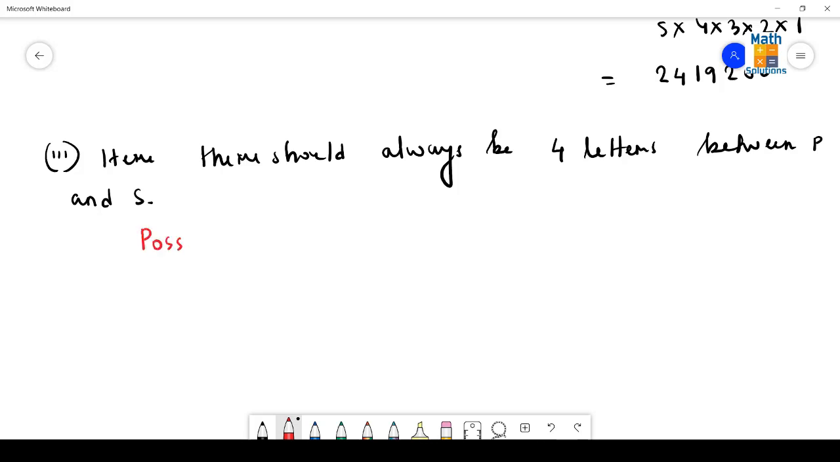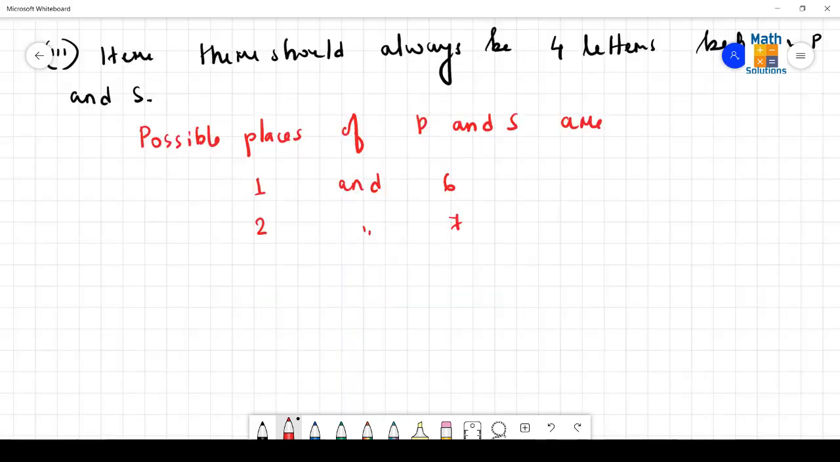Possible places of P and S are: when P is placed in the first position, S should be kept in the sixth position, then only there will be 4 places in between. Similarly, when P is placed in the second position, then S should be placed in the 7th position, then only there will be 4 places in between.